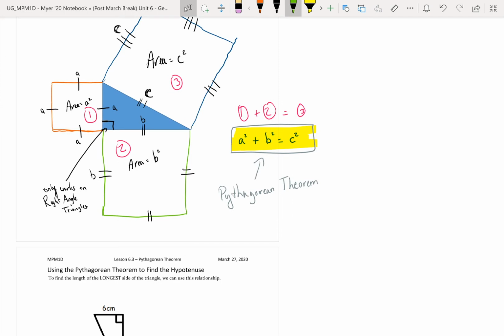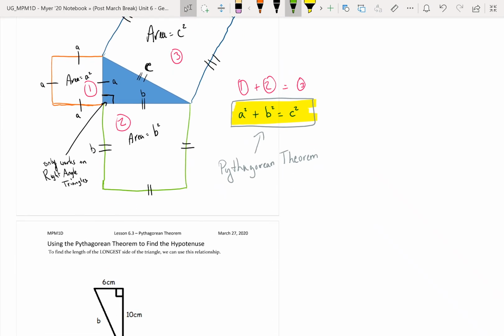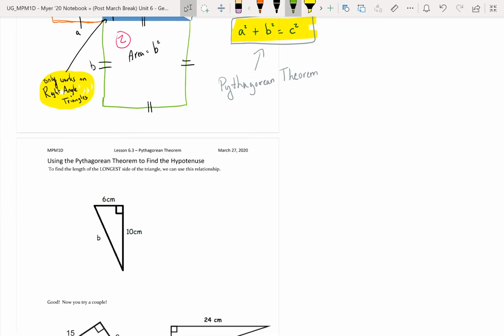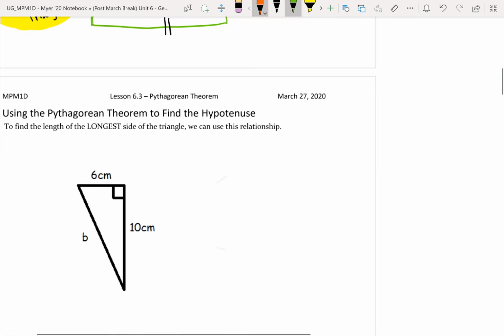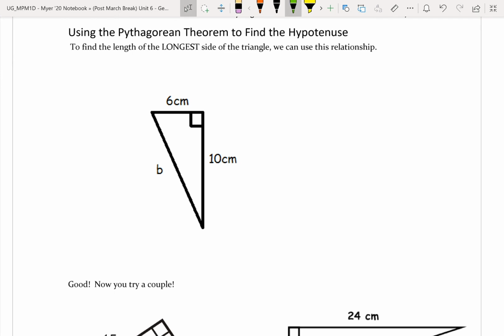So if we know two sides, we can actually find the third side. Let's color this part in here. So let's take a look at this example right here. We have two sides. To find the length of the longest side of the triangle, we can use that relationship. So right now we have the letter B. It's the one we don't know. Okay. So B equals, we're not sure. But all we have to do to solve for B is B squared is equal to the sum of the other two sides squared. So let's use two other letters here. We're going to use, I'll use X and Y.